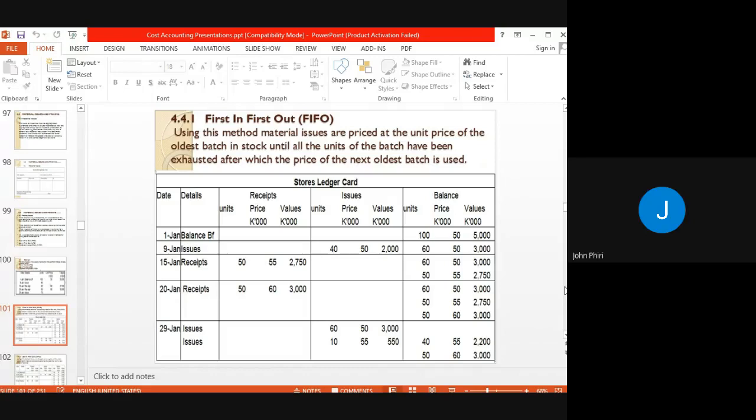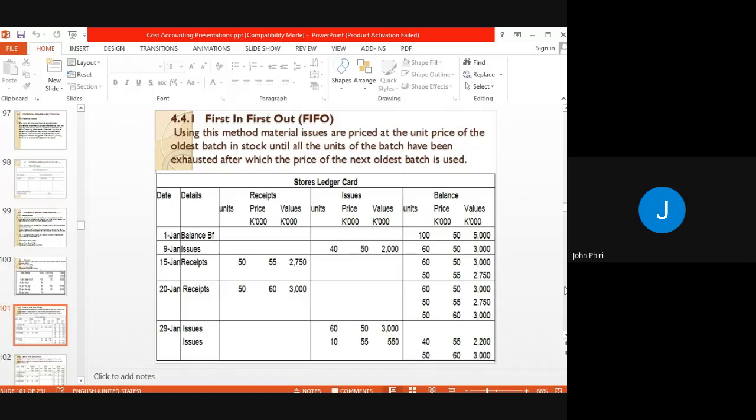All right. Yes. Then if 50 is the kwacha, the price, and that gives us 3,000. Now, one thing to remember, ladies and gentlemen, and this is where it gets complicated, especially as you move on and there are more and more transactions. Always remember that the amount you are supposed to issue is such an amount, and in our case it is 70.